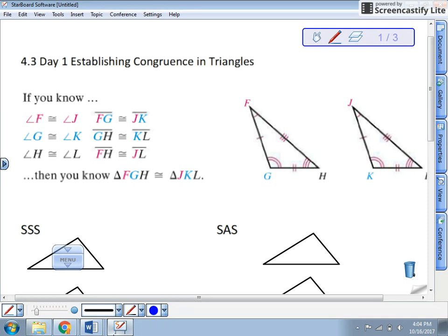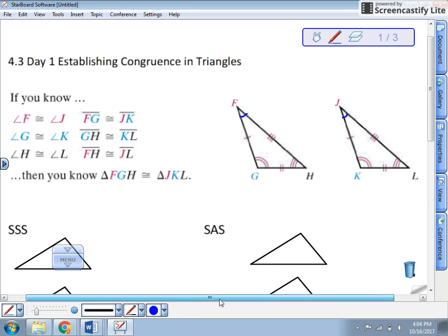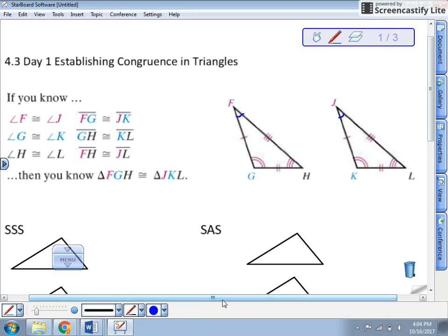If you know that angle F is congruent to angle J, notice they both have the single tick marks here at F and J. You know that G is congruent to K. There's the tick marks, and then you know that H is congruent to L, and then you know that all the corresponding segments. So if you know that all the corresponding parts of a triangle are congruent, then we can say the triangle is congruent. But we don't have to find all 6 parts if we want to establish triangle congruence.